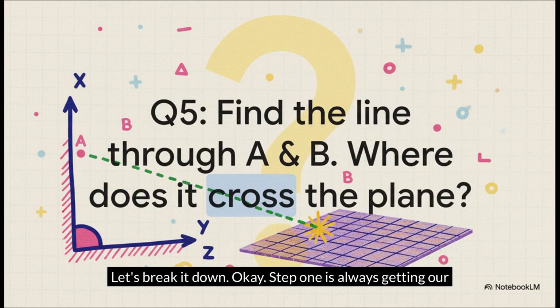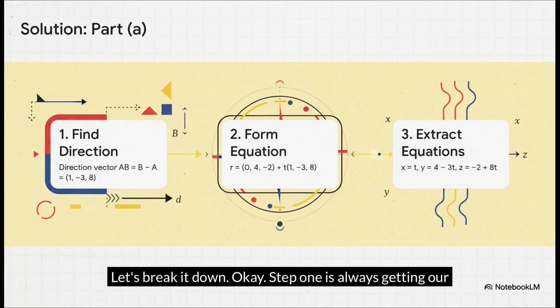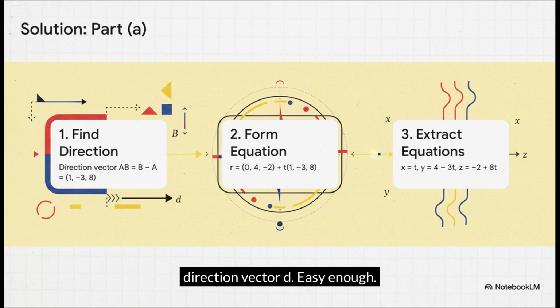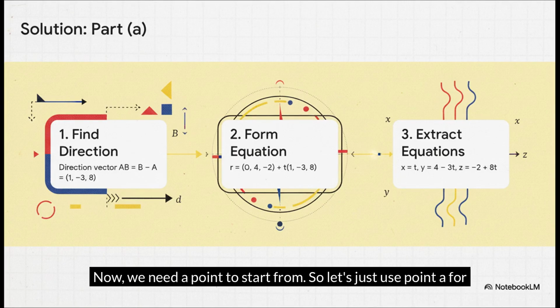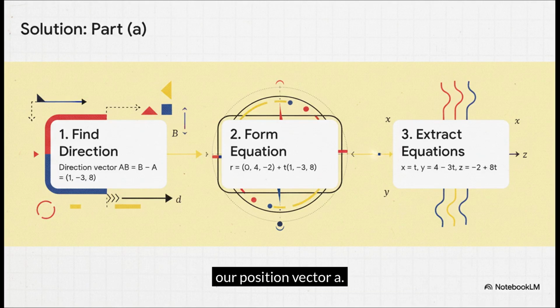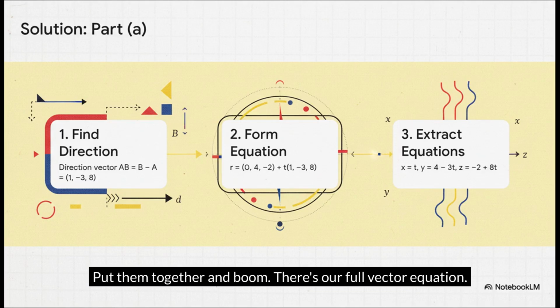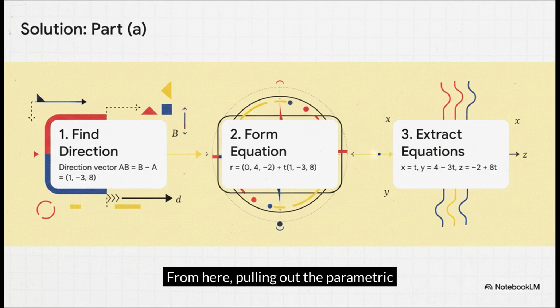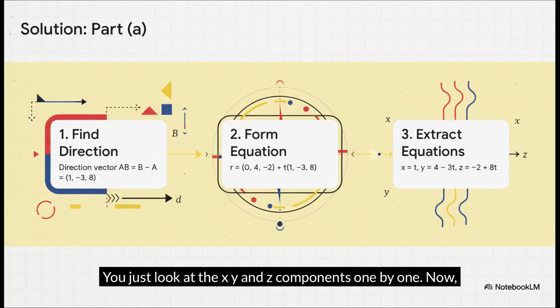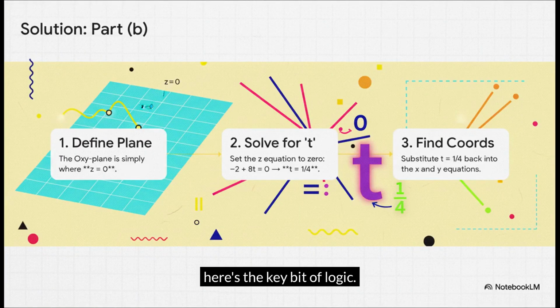Let's break it down. Step 1 is always getting our direction vector D. Easy enough. We just subtract A from B, which gives us 1, -3, 8. Now we need a point to start from, so let's just use point A for our position vector A. Put them together and boom, there's our full vector equation. From here, pulling out the parametric equations is a piece of cake. You just look at the x, y, and z components one by one. Now here's the key bit of logic.